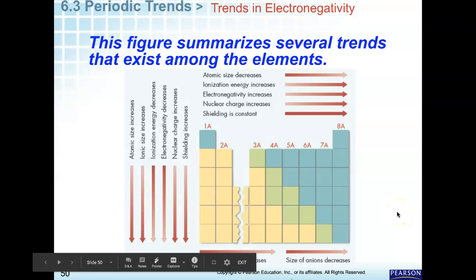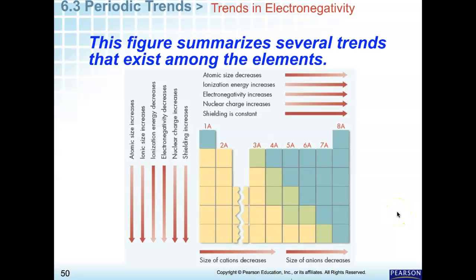This is just a summary chart. You might want to copy this down. You do not have to do the things dealing with size of cations, size of anions, and ionic size. We're not dealing with that in this unit. However, we do need to talk about atomic size, ionization energy, electronegativity, nuclear charge, shielding. Those things it would be a good idea for you to have for your test. So I think it's a great idea for you to write it up like this.